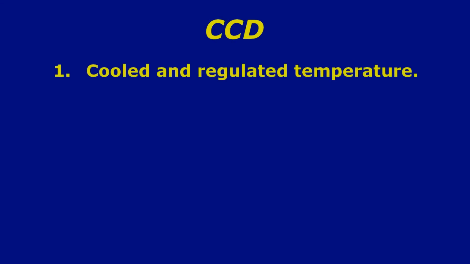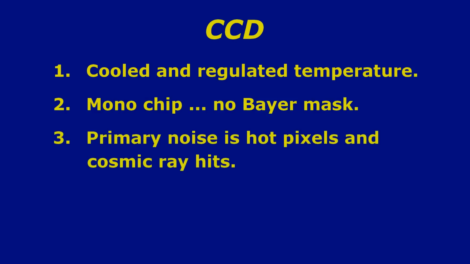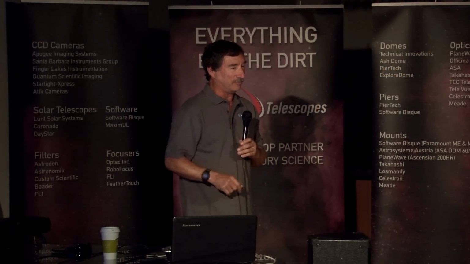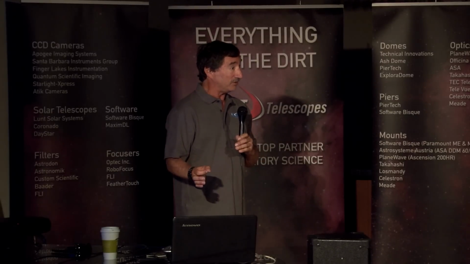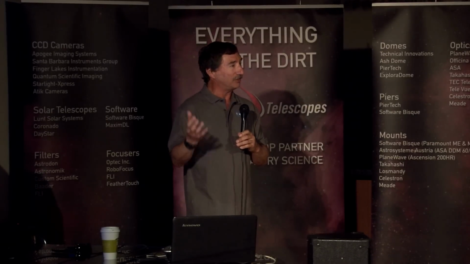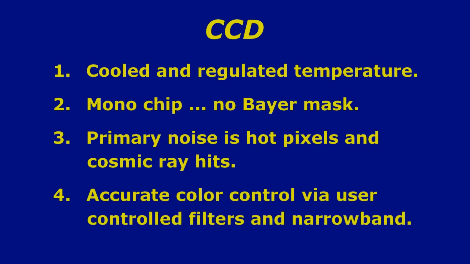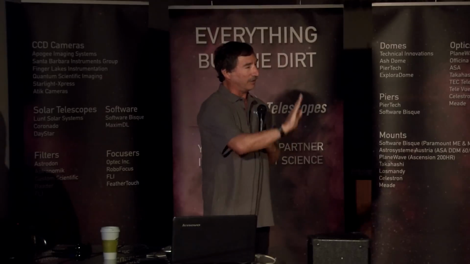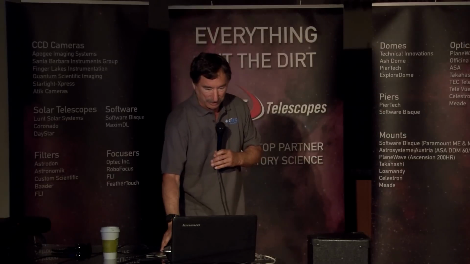A CCD has cooled, regulated temperature, it's got a mono chip, doesn't have a Bayer mask in front of it. And this is important, the primary noise is hot pixels and cosmic ray hits. I know you've got read noise and all that other kind of stuff, but the primary noise you deal with at CCD is what? Hot pixels and cosmic rays. It's so sensitive, it actually records cosmic rays hitting it. And then you also have very accurate color control because it's a mono chip and you're putting these very well-calibrated color filters in front of that mono chip to get your color and your narrowband if you're shooting it.